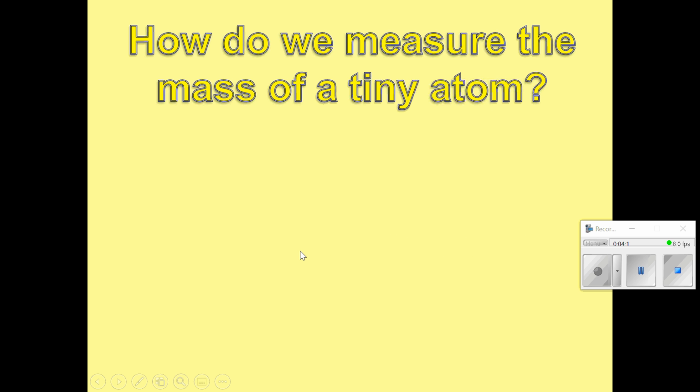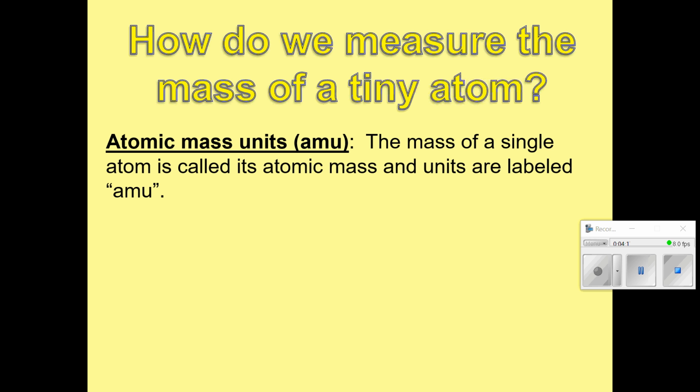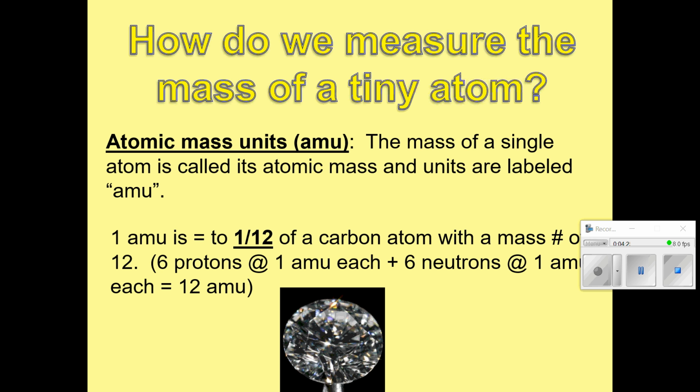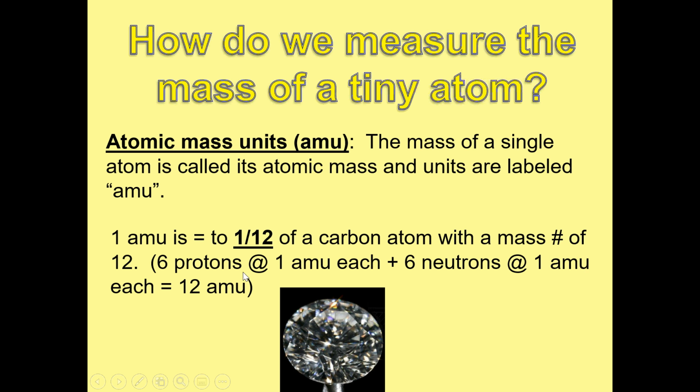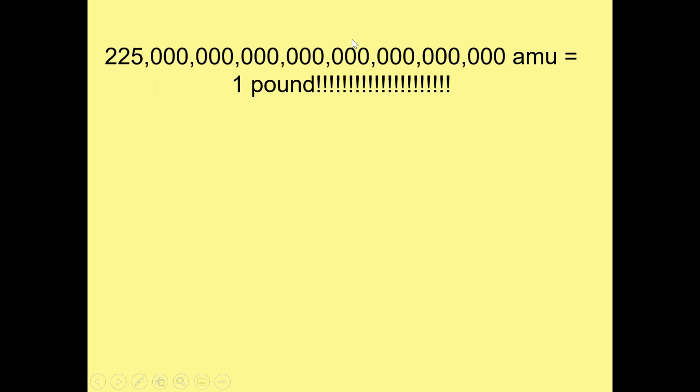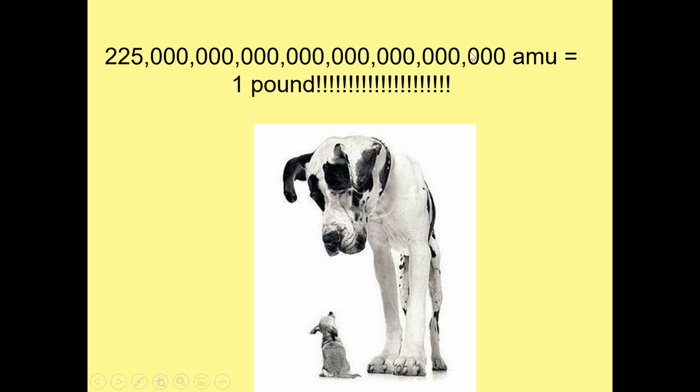How do you measure the mass of a tiny atom again? So this is a little bit of a review from the last lesson where we learned about atomic mass units. So the mass of a single atom is called its atomic mass, and the units are labeled AMU. This is based on carbon. 1 AMU is 1/12 of a carbon atom that has a mass of 12. So 6 protons, which are 1 AMU each, and 6 neutrons, which are 1 AMU each. So that forms 12. So just to show you how many AMU are equal to 1 pound, it would take that many hydrogen atoms to equal 1 pound.